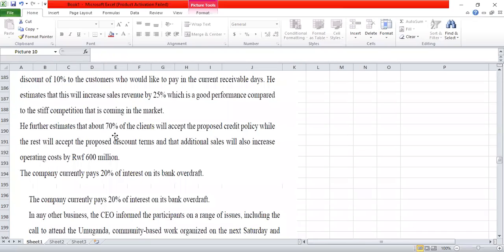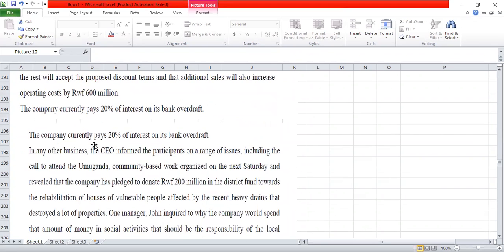He further estimates that about 70% of the clients will accept the proposed credit policy, while the rest will accept the proposed discount terms, and that additional sales will also increase operating costs by 600. The company currently pays 20% interest on its bank overdraft.